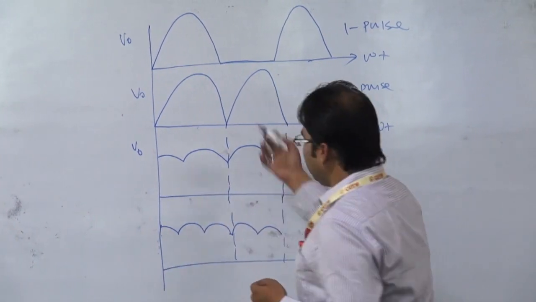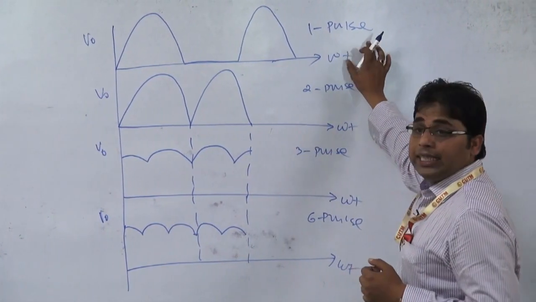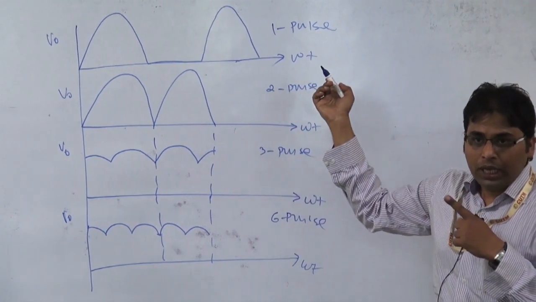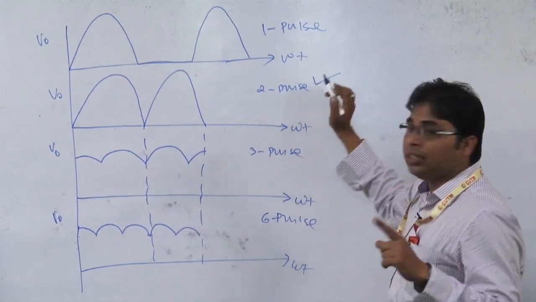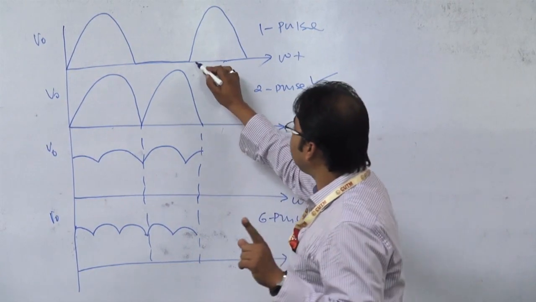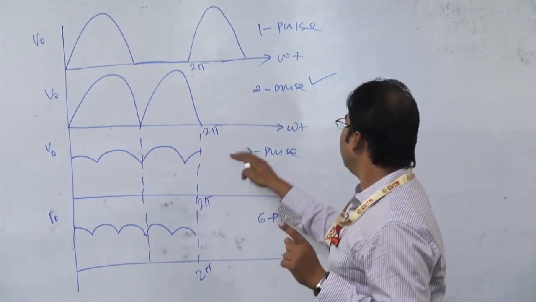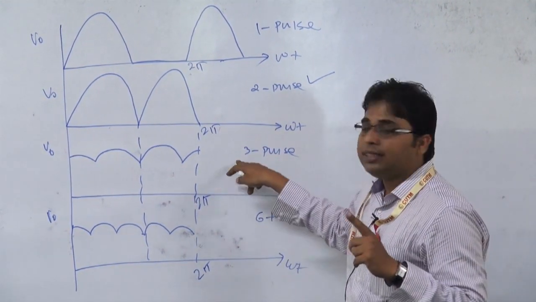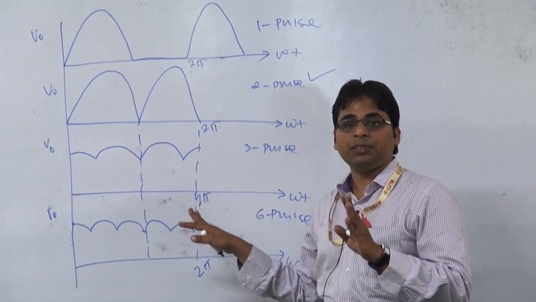Okay, so these are the output voltages we got. This is for 1 pulse, that is the single phase half wave rectifier. Next, the single phase full wave rectifier. This is 2 pulse, so we are getting 2 pulses for 1 cycle. This is my 2 pi, right? Here we got 3 pulses per cycle. This is the 3 phase half wave rectifier. Here we will get 6 pulses per cycle.